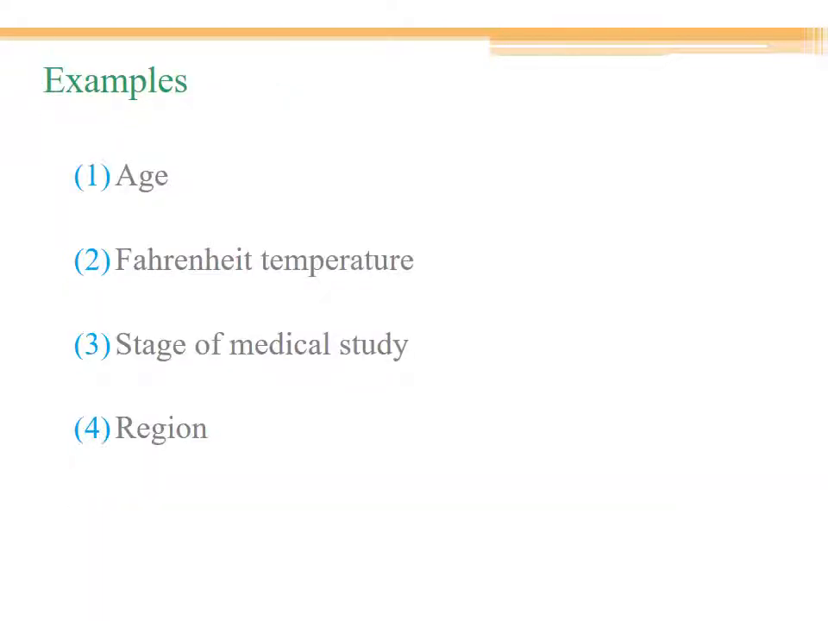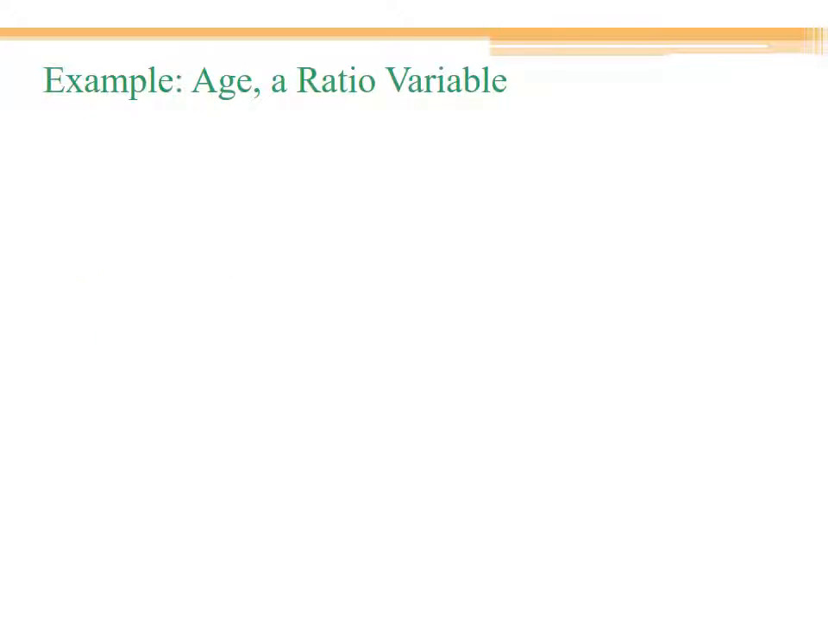Let's look at 4 variables that represent the 4 different levels of measurement: age, temperature, stage of medical study, and region. First, let's look at age. Age is a ratio level variable, meaning there is equal distance between numbers. So 1, 2, 3, 4, and so on. And it has an absolute 0, allowing us to compute ratios or percentages.